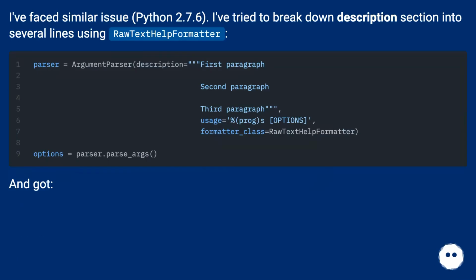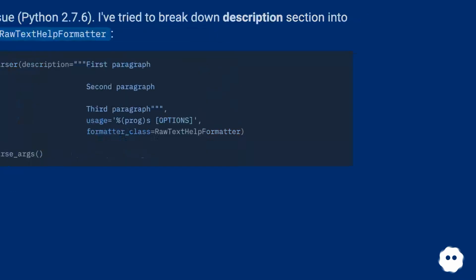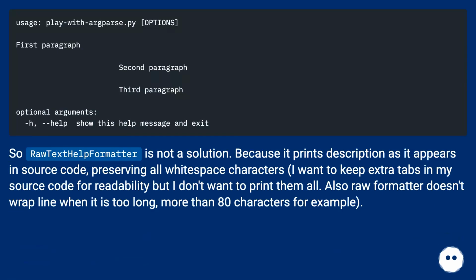I faced a similar issue, Python 2.7.6. I've tried to break down the description section into several lines using RawTextHelpFormatter. And got this output. So RawTextHelpFormatter is not a solution.